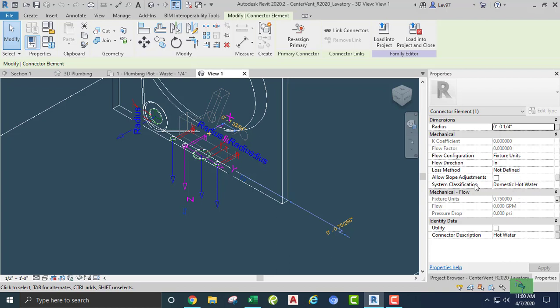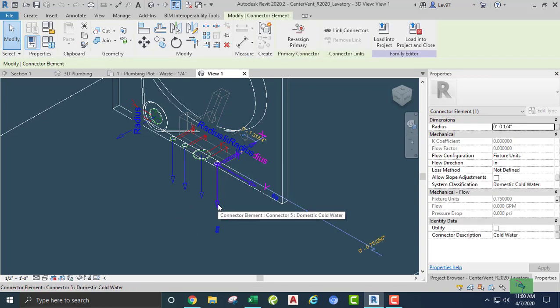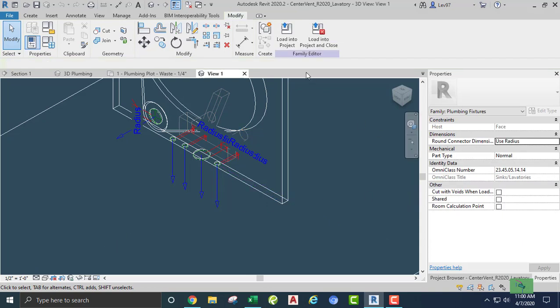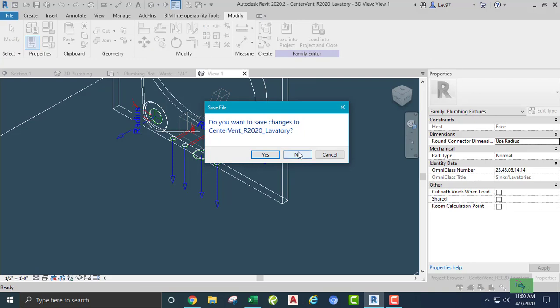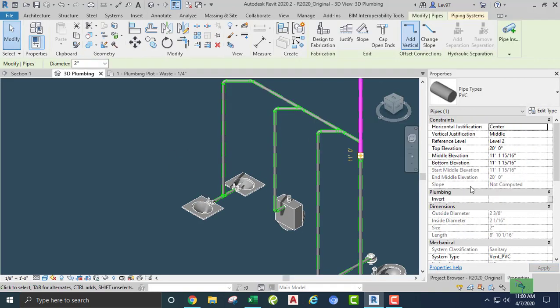Where am I? This is my connector element, right? The flow direction is in, right, and down the drain, right? The flow direction for cold water is in and down the drain, right? So let me go back. Save changes? No. I'm going to go back. What's this?